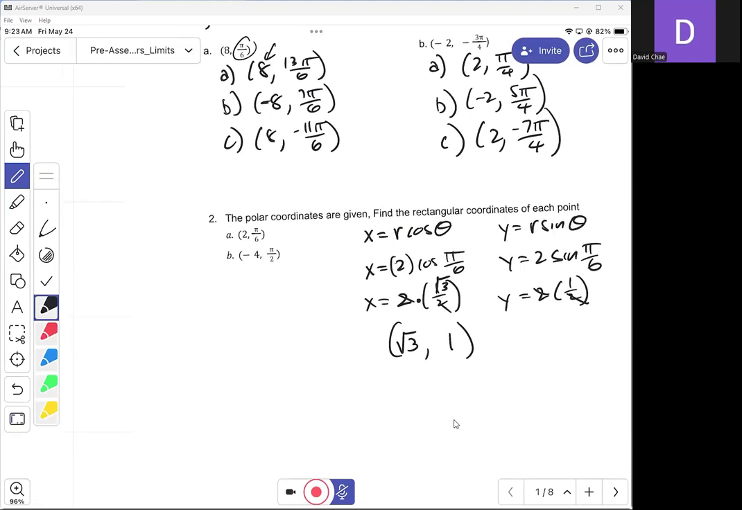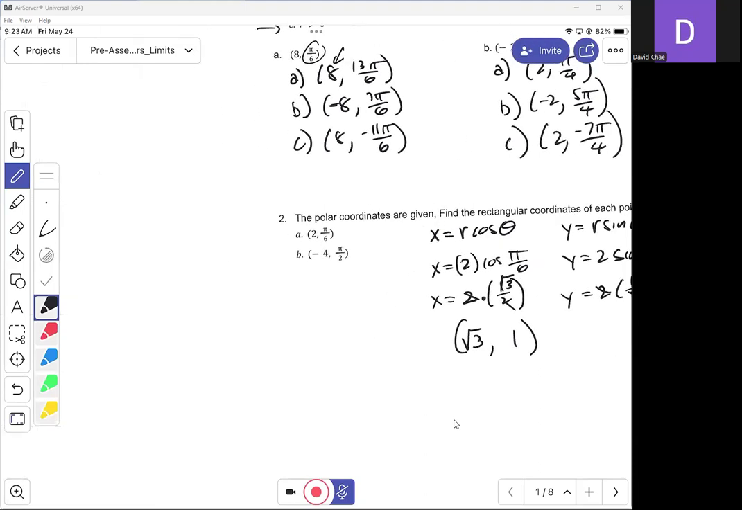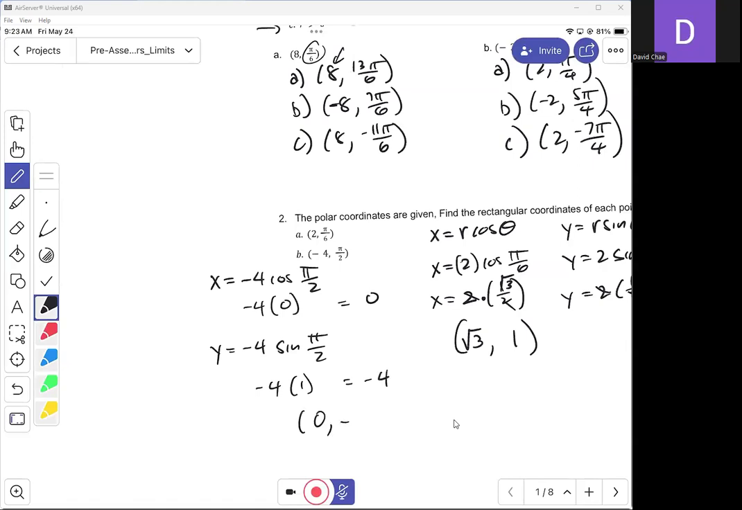You do the same thing for letter B, all right? So x is equal to negative 4 cosine pi over 2, and y is equal to negative 4 sine pi over 2. This is negative 4 times 0, because cosine of pi over 2 is 0, so that's equal to 0. And y is negative 4 times 1, which is negative 4. So our point is 0, negative 4.